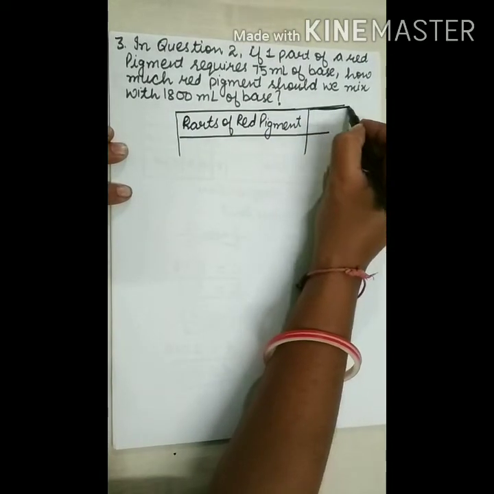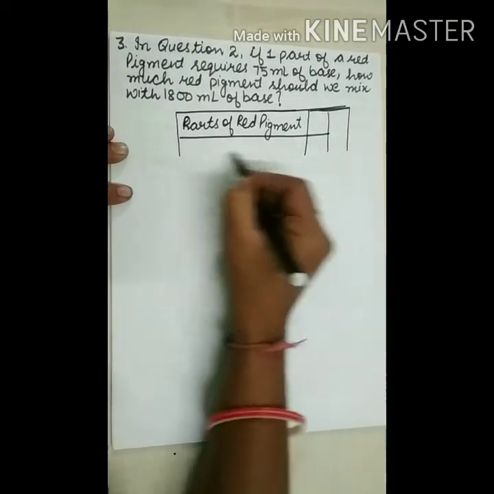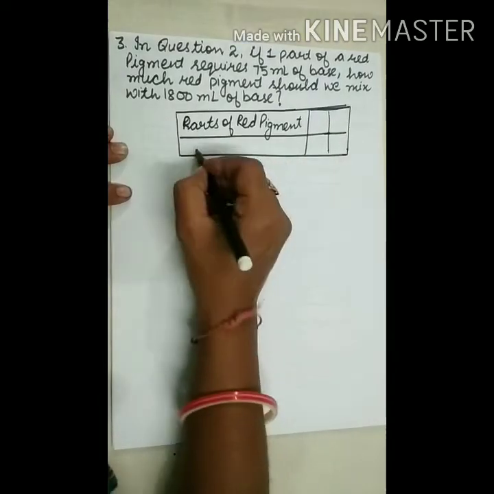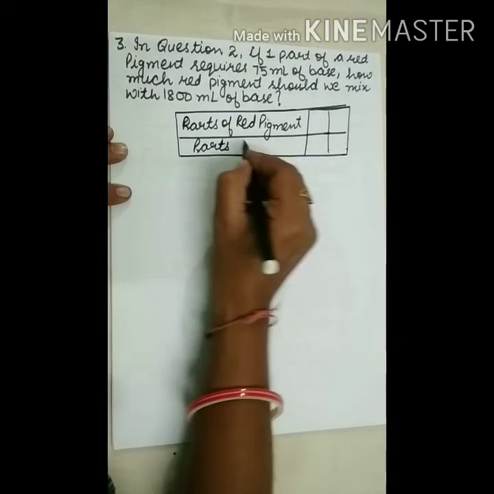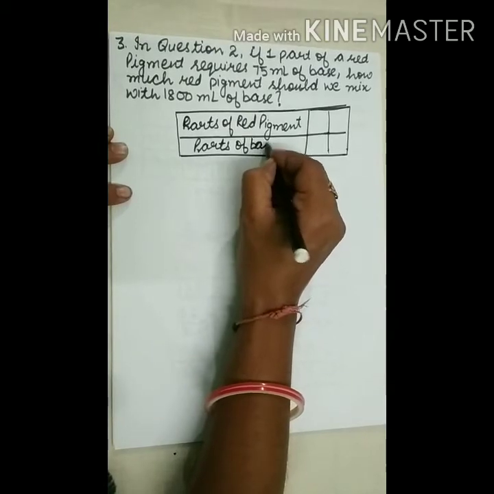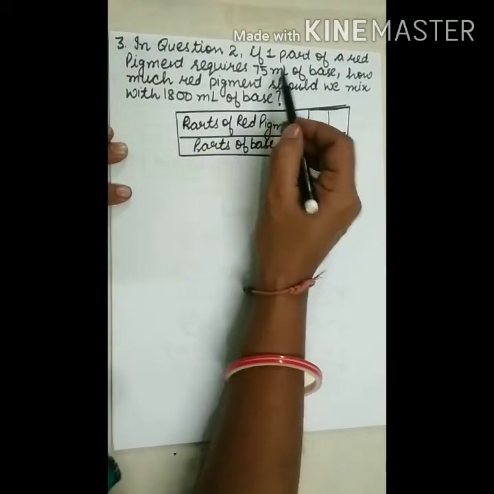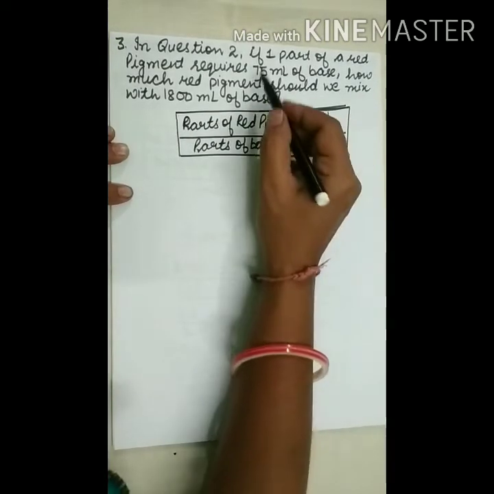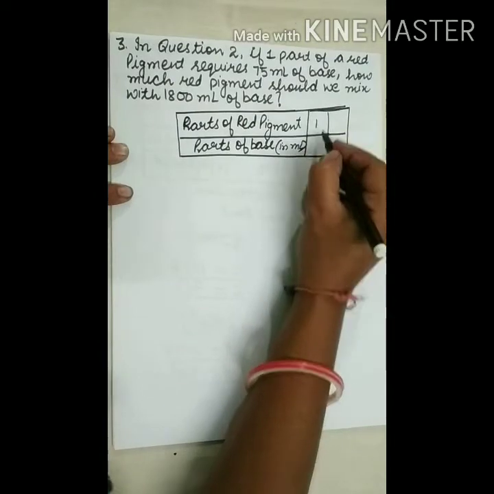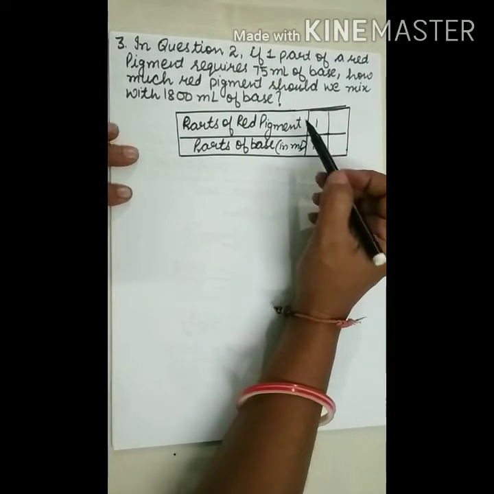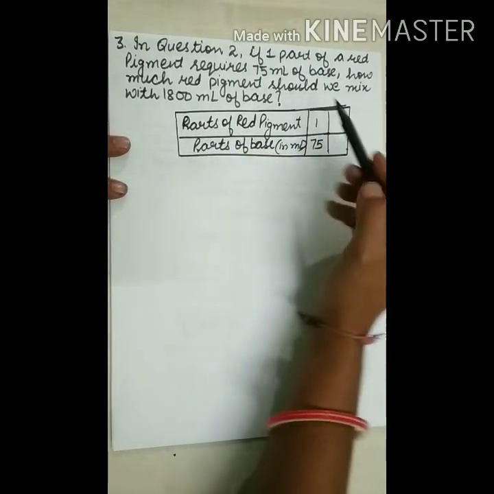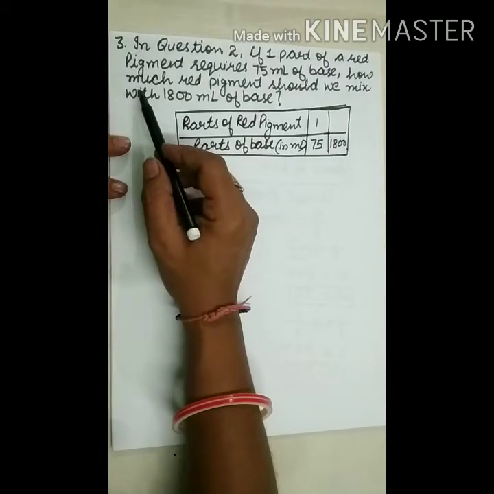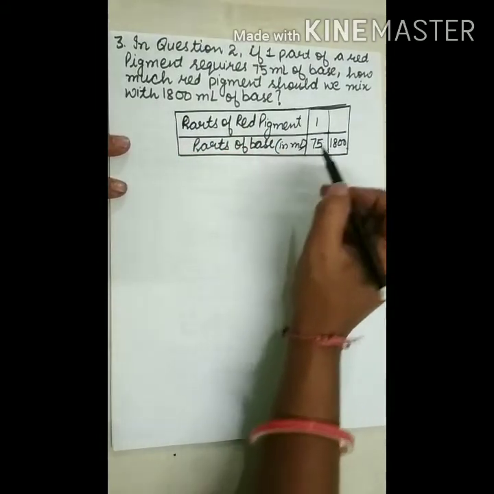As the two values are here, parts of base, and in this question the parts of base are given in ml, so here I will write in ml. For 1 part of red pigment 75 ml of base is required, and we need to find out for 1800 ml of base how much red pigment should be required.